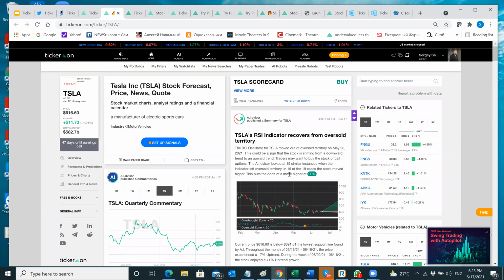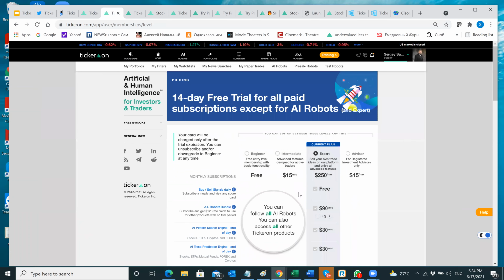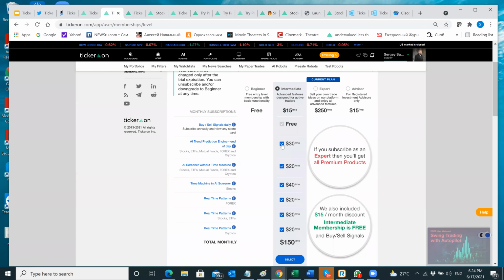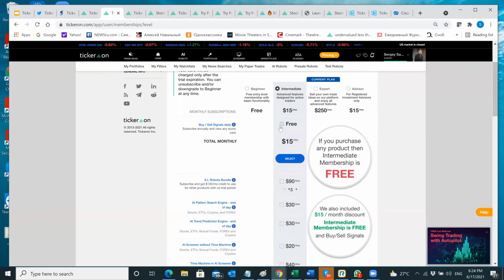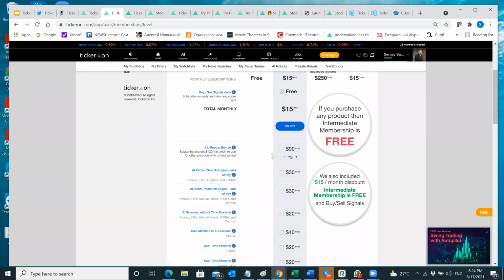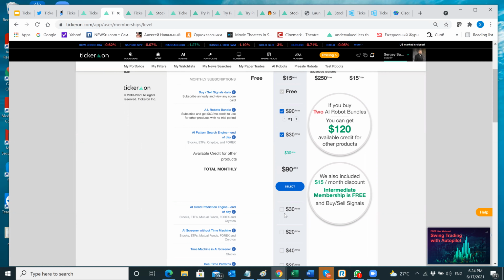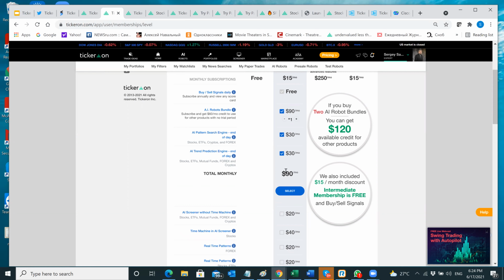But what I wanted to show you is the pricing structure. So what you can do is as follows. Let's assume I'm going to select intermediate. Actually, I'm gonna simplify this page. Let's assume it's only these buy, sell signals, and then boom. It's only one robot, okay? But you get $60 credit. So you can get the pattern search engine for free. You see, it's the same 90, and the trend prediction engine for free. You see, it's still 90. So you get 3 products for the price of 1, okay?